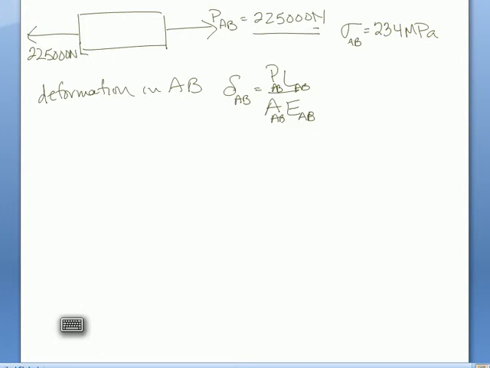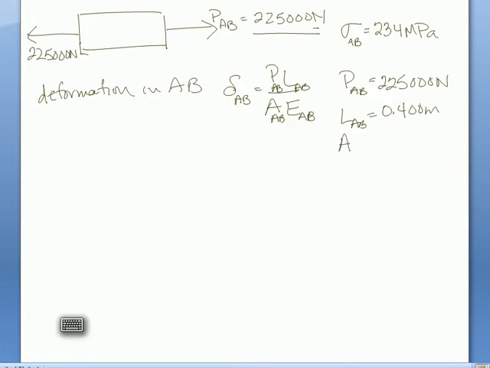The length of the segment, given on the initial drawing, is 400 millimeters. But for consistency of units, we're going to convert everything and do math with base units. So that's 0.4 meters.